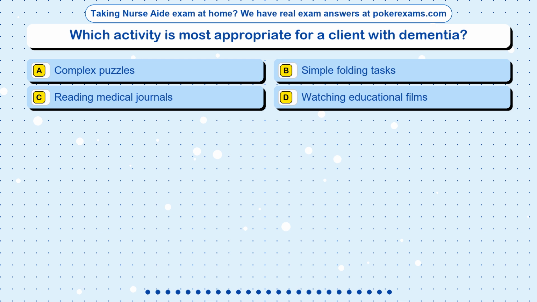Question 21. Which activity is most appropriate for a client with dementia? Option A. Complex puzzles. Option B. Simple folding tasks. Option C. Reading medical journals. Option D. Watching educational films.